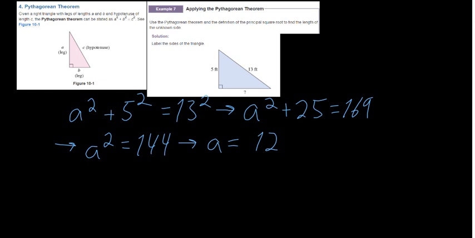So the third side of this triangle is 12 units long. I guess it would be feet, because it's using feet. And that's it. That's how we use the Pythagorean theorem. These two legs can be interchangeable. The only thing that has got to be set in stone is you must do the hypotenuse correctly. The hypotenuse is always going to be the number all by itself on the other side.